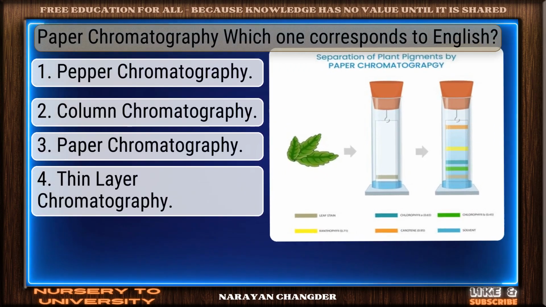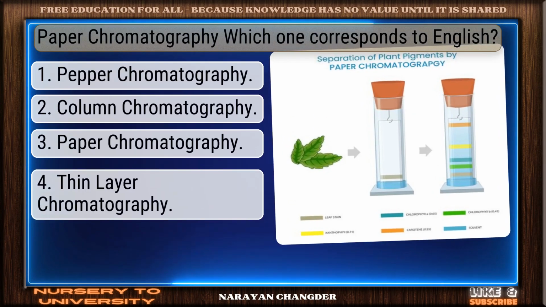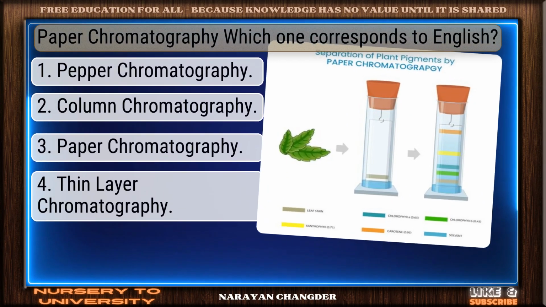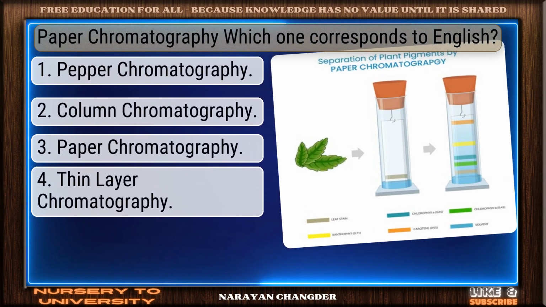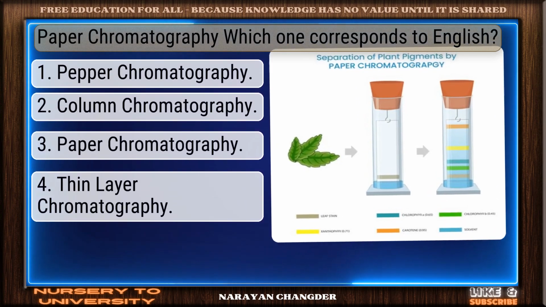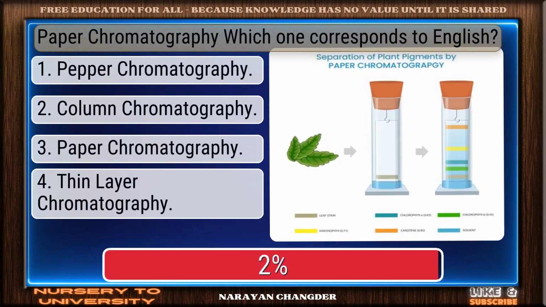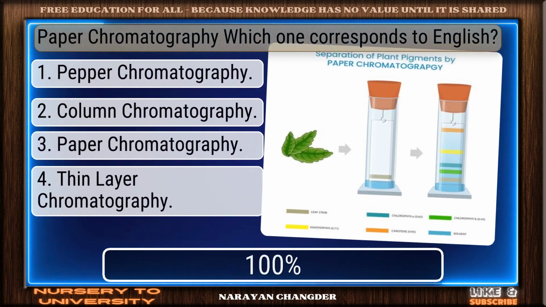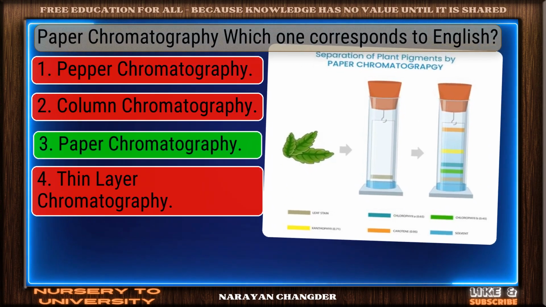Paper chromatography, which one corresponds to English? Option 1, pepper chromatography. Option 2, column chromatography. Option 3, paper chromatography. Option 4, thin layer chromatography. Keep it up, paper chromatography.